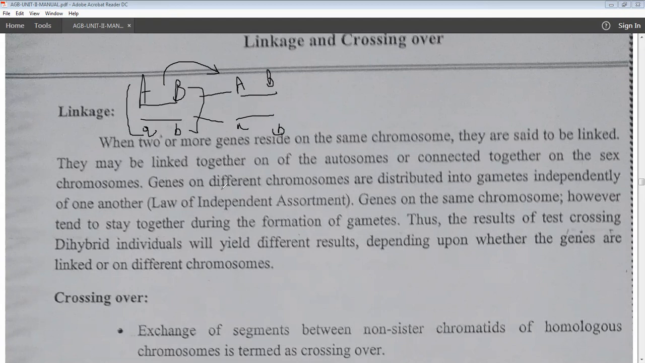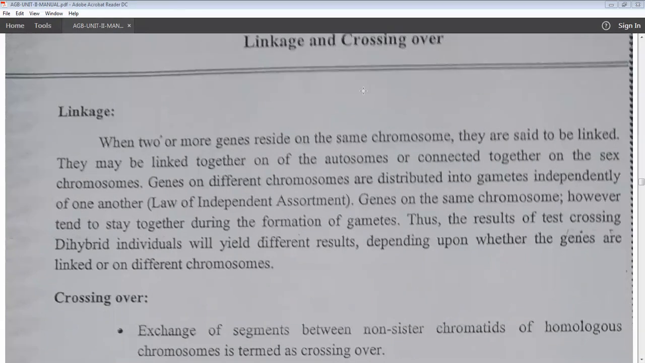Okay. So this is the law of independent assortment. According to that law, they separate individually, and in this way you can say that these are the linked genes, so they move to the next progeny like this.